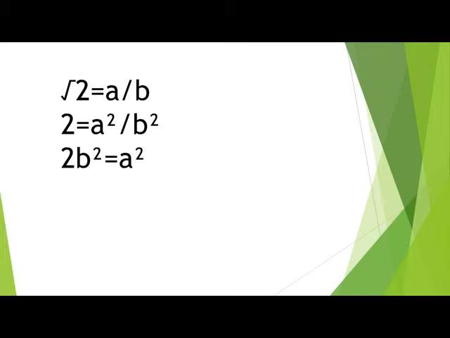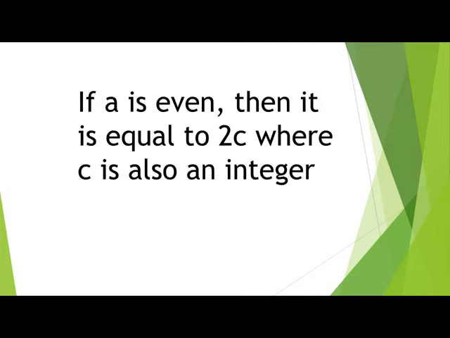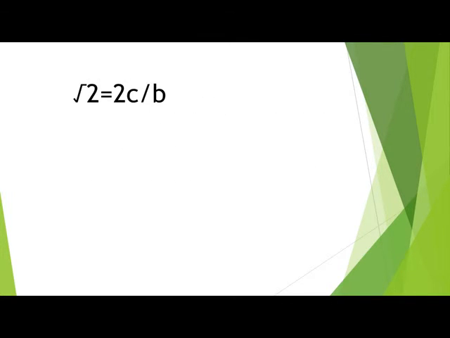And since a squared is equal to 2b squared, that means that a squared is also even, or 2 divides a squared. Proof by contrapositive will show us that when a is an integer and a squared is even, then a must be even. From this, we know that 2 dividing a squared means 2 divides a, that a is also even. Alright, so we've shown that a is an even number, and if it's even, then there is some integer c that is half its size. So we can set a equal to 2c. We'll go ahead and plug that into our original equation now.